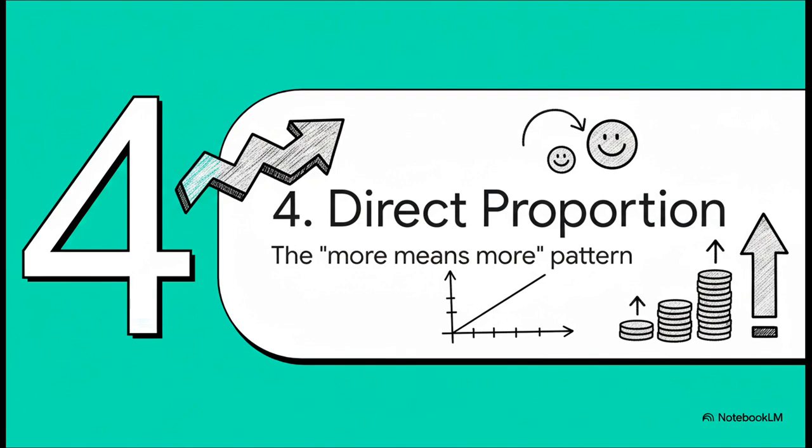It's called direct proportion. Now that sounds fancy, but it's a super simple idea. It's just the more means more pattern. When one thing goes up, the other thing goes up right along with it.